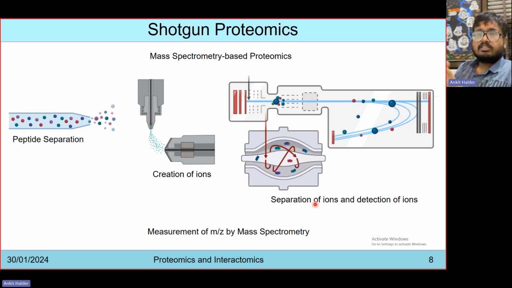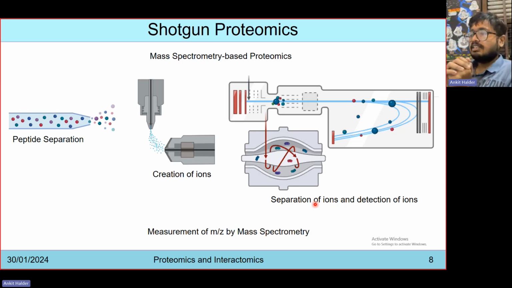So the peptides need to be separated through liquid chromatography, and here what is mostly used is reverse phase chromatography using a hydrophobic material like C18, where the peptides get eluted out. After elution, with the help of ionization, these peptides are turned into ions, which go into the mass analyzers, where the ions again get separated, and finally they are detected in the detector.